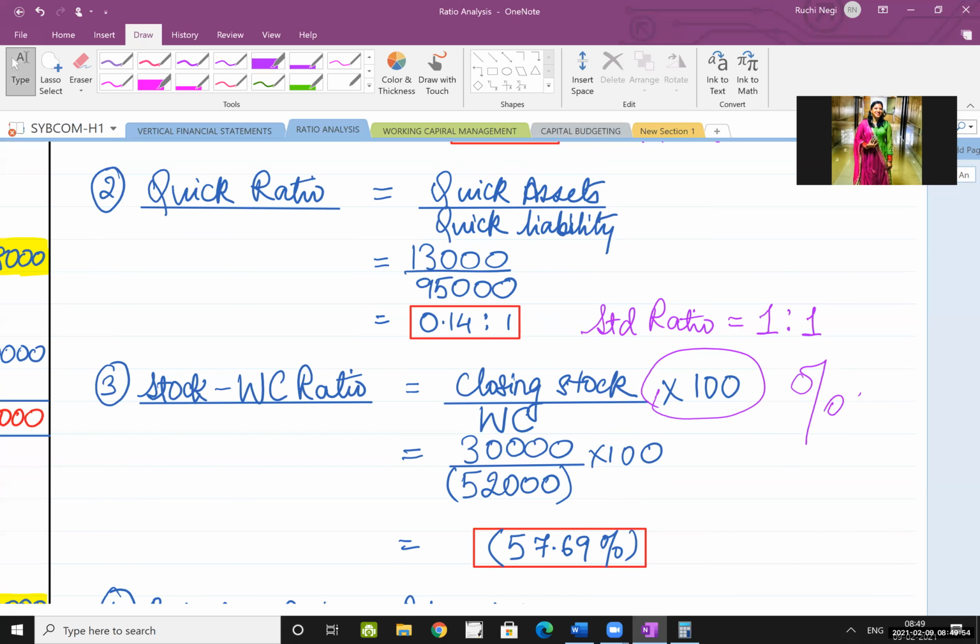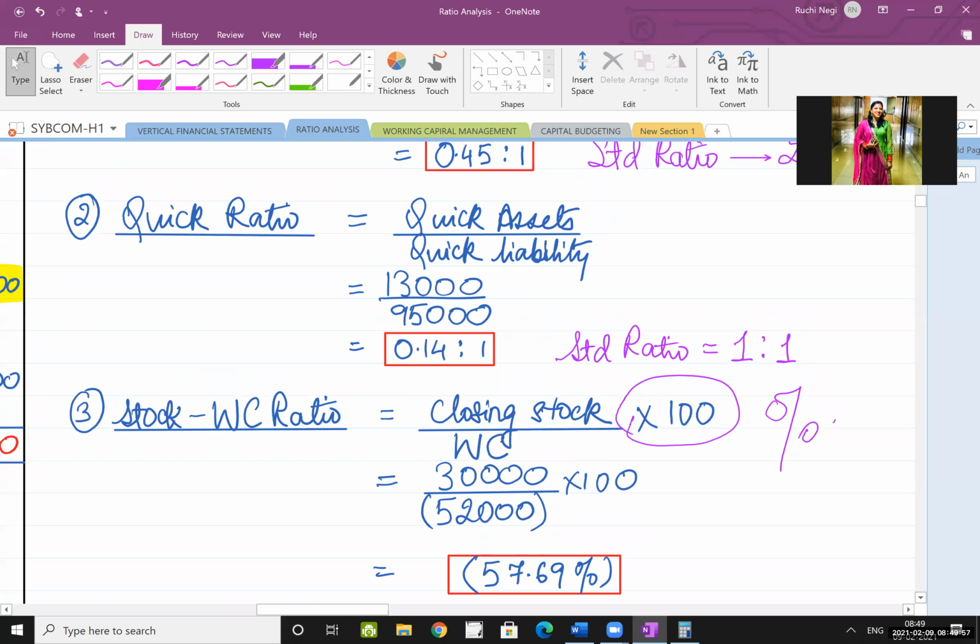Okay, if they ask you in exam, quick ratio is a dash form of ratio and they give you four options. Okay, say they give you it is a dash form of ratio: pure ratio, percentage ratio, rate ratio, none of the above. So your right answer will be pure ratio.